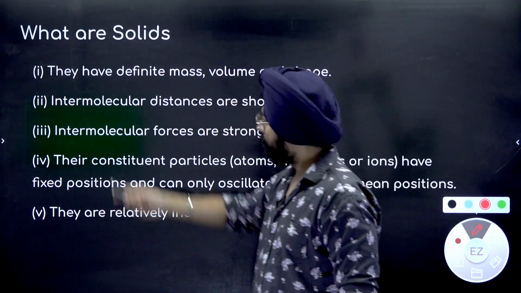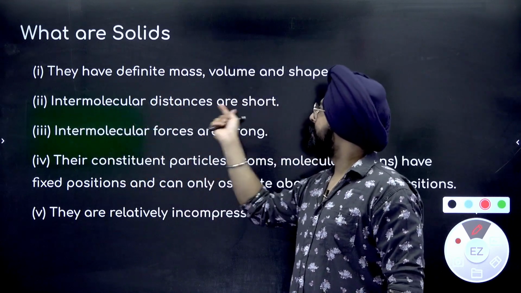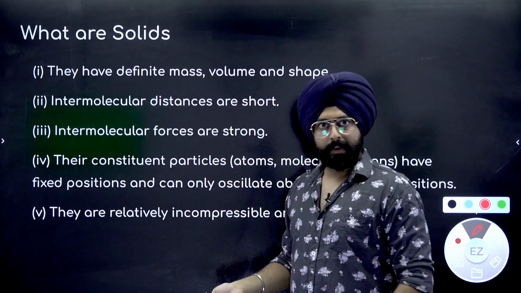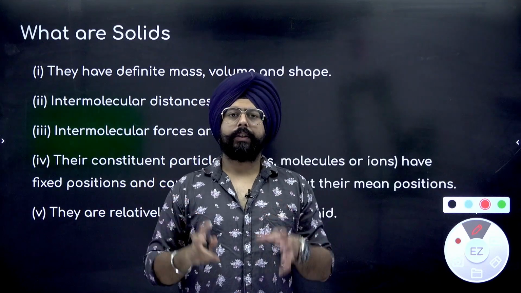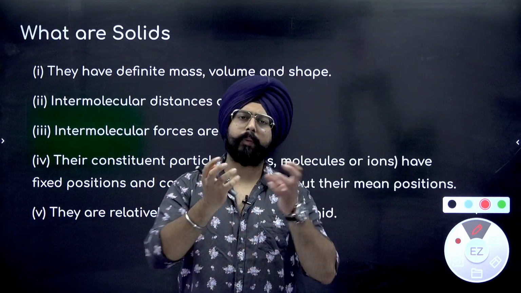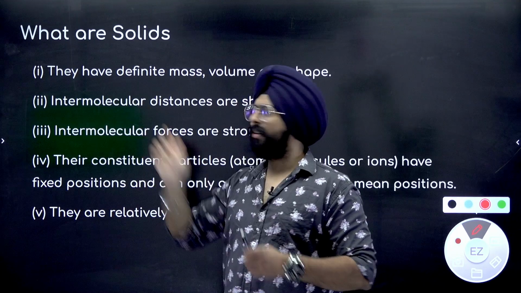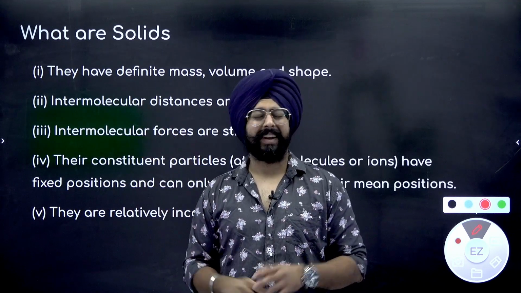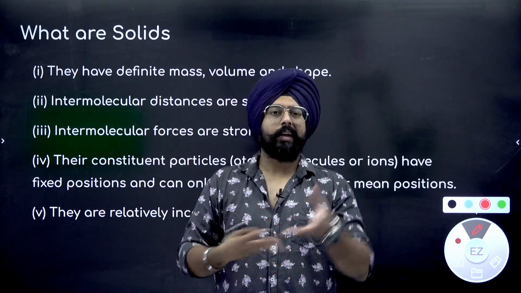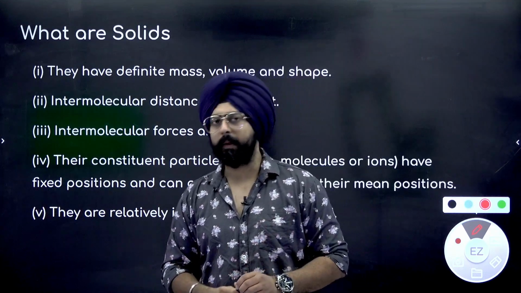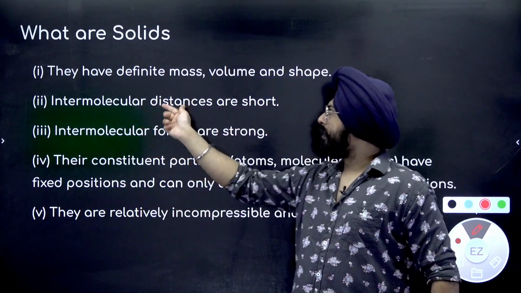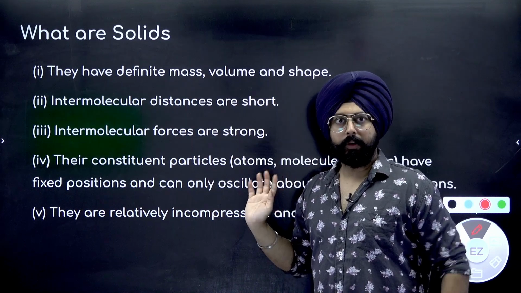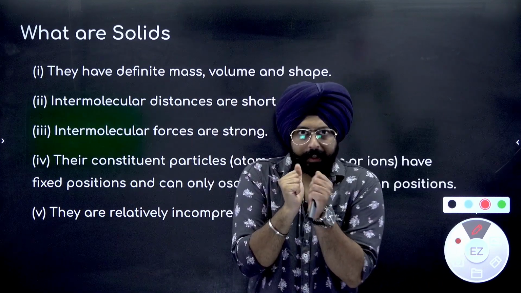Fine. Their intermolecular distances are short. Okay. Whatever constituents are there in the solids, they can be molecules, they can be atoms, they can be ions. Intermolecular is just a word that we are using over here. Interatomic distance, interionic distance. Everything is fine, okay? So the intermolecular distances are short, okay? Chote distance, sitting very close to each other.